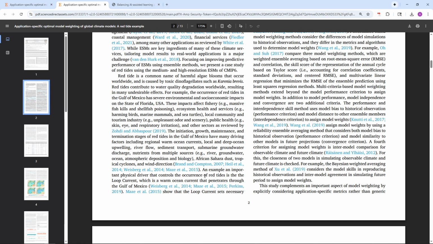So I will talk generally about the drivers of red tide, but are we considering all these drivers in this paper? Again, remember, here I am setting the stage. No, we are only considering one driver, which is the loop current. So I provide some literature review about the loop current. See here, this is all an example.